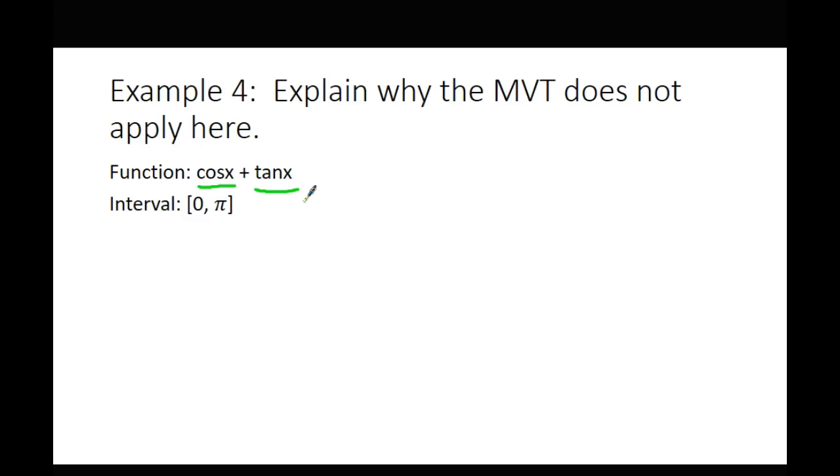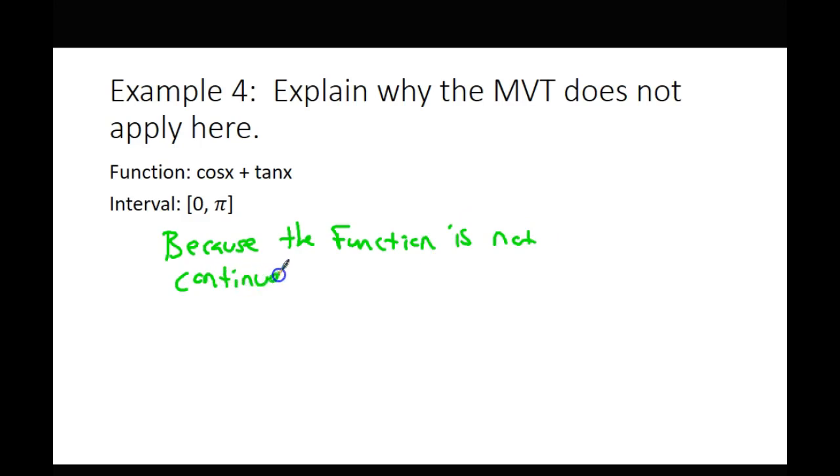So, is pi over 2 or 3 pi over 2 on this interval? You have to know that, right? So, 0's over here, pi's over here on the unit circle. Pi over 2 is up here. So, is it in between them? Yes. So, the answer to this is because the function is not continuous at x equals pi over 2.